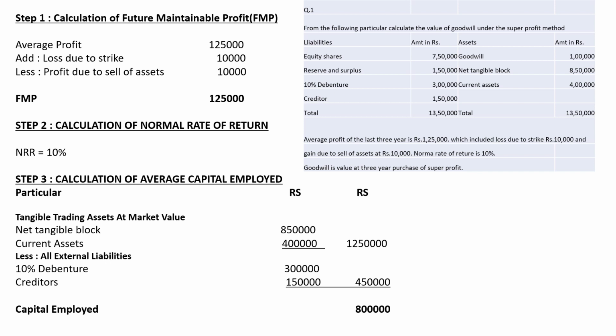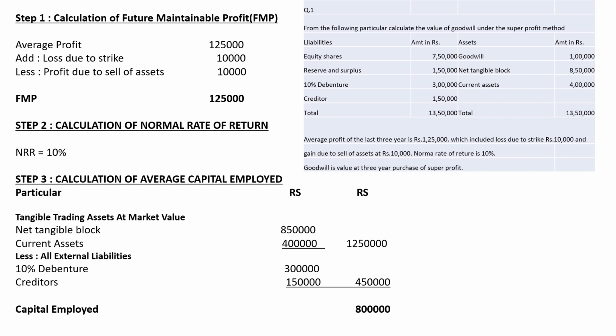You just have to write the normal rate of return, that is 10%. Then step number 3, that is calculation of average capital employed. First you have to take all the tangible trading assets at market value, less all external liabilities.